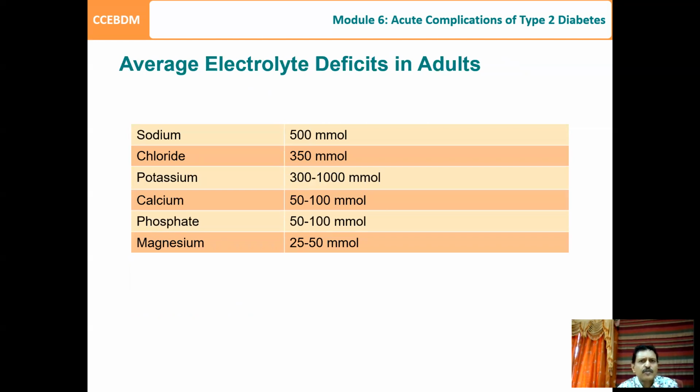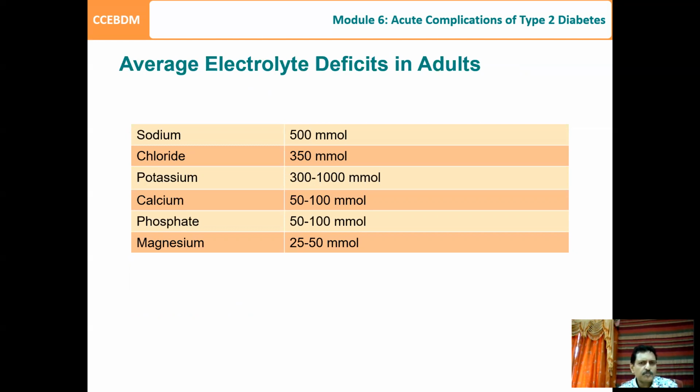So this is the list of average electrolyte deficit in the adult. The most important point is the potassium. If the patients are suffering from diabetic ketoacidosis, then in most situations, the patient will require a replacement dose of potassium.